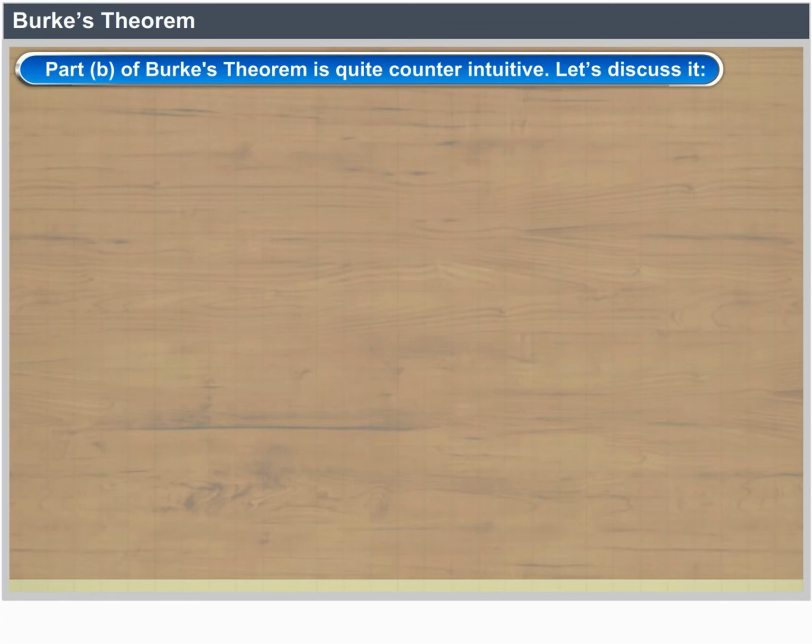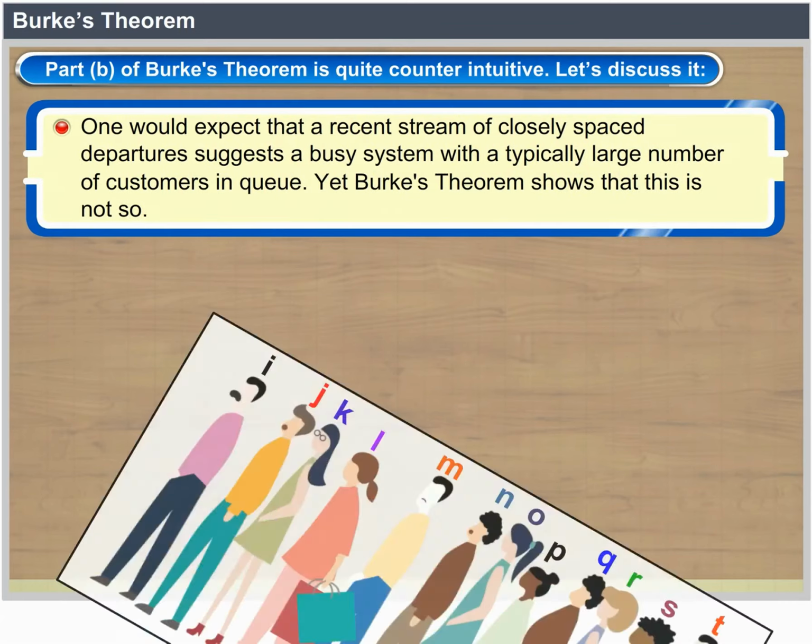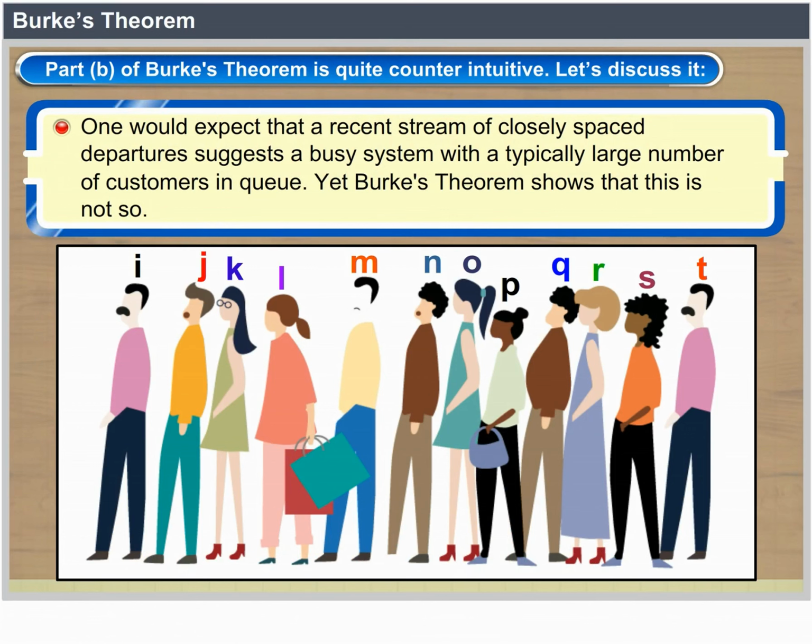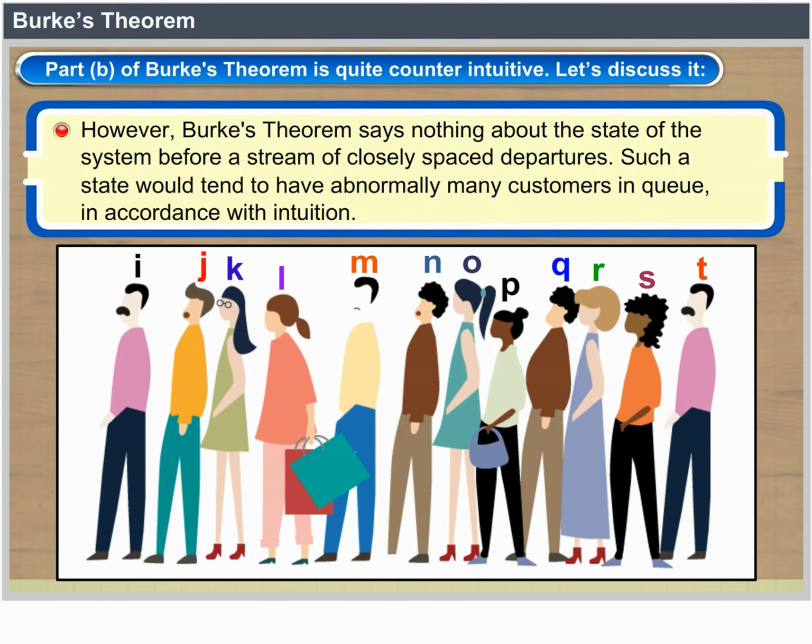Part B of Burke's theorem is quite counterintuitive. One would expect that a recent stream of closely spaced departures suggests a busy system with a typically large number of customers in queue. Yet Burke's theorem shows that this is not so. However, Burke's theorem says nothing about the state of the system before a stream of closely spaced departures. Such a state would tend to have abnormally many customers in queue, in accordance with intuition.